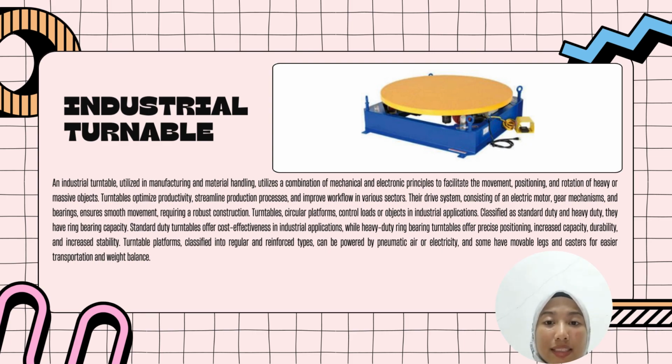Turntable platforms are classified into the regular and the reinforced type. They can be powered by pneumatic, air, or electricity, and some have movable legs and casters for easy transportation and weight balance.